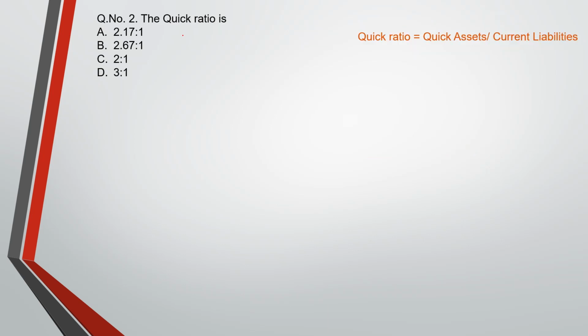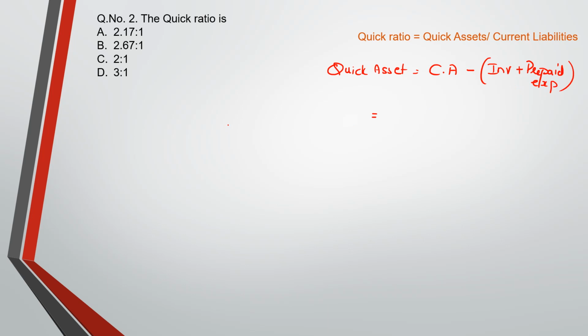Now, second question on the same case is the quick ratio. The formula for quick ratio is quick asset by current liability. So, what is quick asset? You should remember that for quick asset, all we do is from the current assets, we remove two items, namely inventory and the prepaid expenses. So, that will give us quick asset.